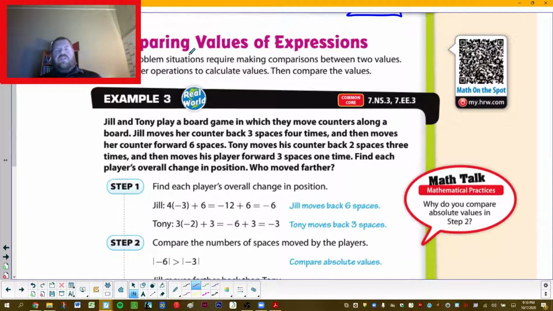So to deal with Jill's movement, she moves back 3 spaces, so we think of that as a negative 3, and she does that 4 times. So we say that's 4 times negative 3. Then she moves forward 6, so plus 6. Okay, deal with the multiplication first. We get negative 12 plus 6 is negative 6. Tony, on the other hand, moves back 2 spaces, so that's a negative 2. He does that 3 times, so that's 3 times negative 2 plus 3. We get negative 6 plus 3 is negative 3.